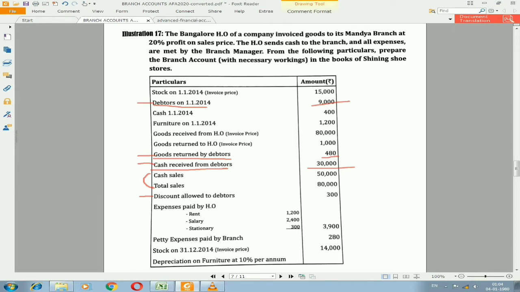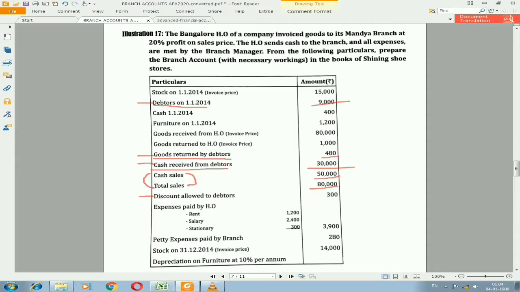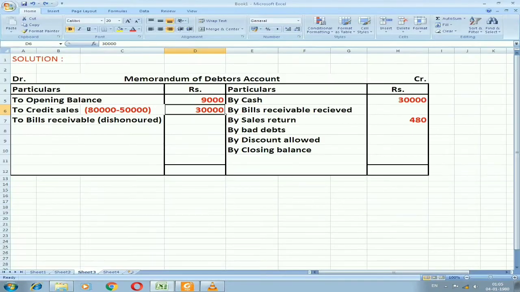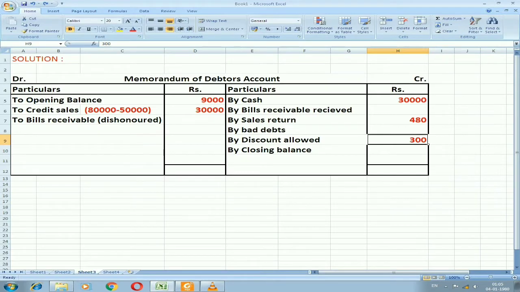Next we have in the illustration cash sales as well as total sales. They have given those two indirectly, and we are supposed to find out the credit sales. From the total sales we'll have two things, one is cash, one is credit. So you can easily say that by subtracting 50,000 from 80,000 we'll get 30,000 as credit sales. Next we have one left out, that is discount allowed to debtors. We are going to allow this discount to the customers, that will be taken here as discount allowed. Apart from that, we don't have any information in the illustration to consider under the memorandum of debtors account. The rest of the things will be nil, such as bills receivable and bad debts. We are required to find out the missing information that is required for the branch account, which is the debtors closing balance.